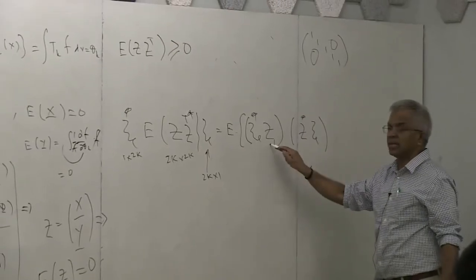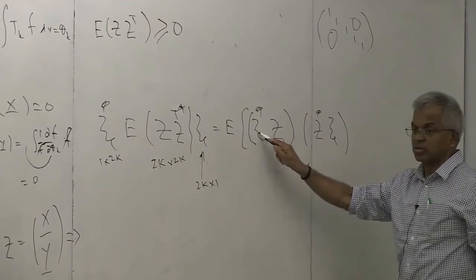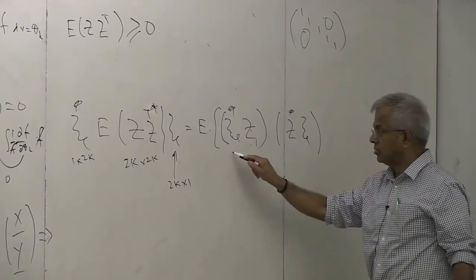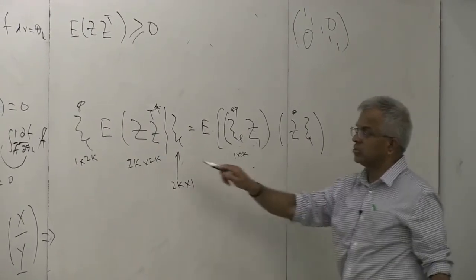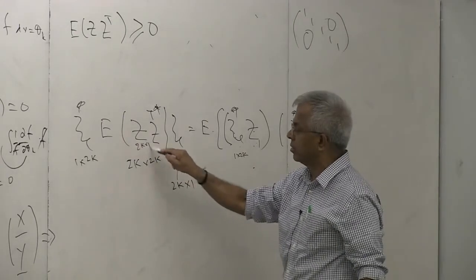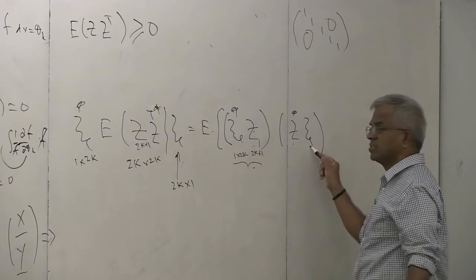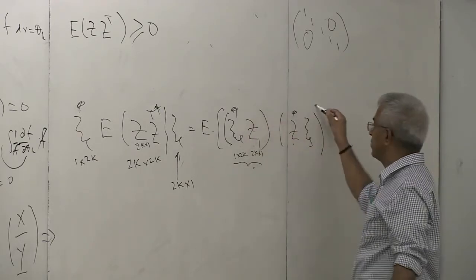But you see, this is suddenly a scalar. Because this is 1 by 2k, this is 2k by 1. This is 1 by 2k. Each of these is 2k by 1. So this is a scalar, this is a scalar, and they are the complex conjugates of each other.